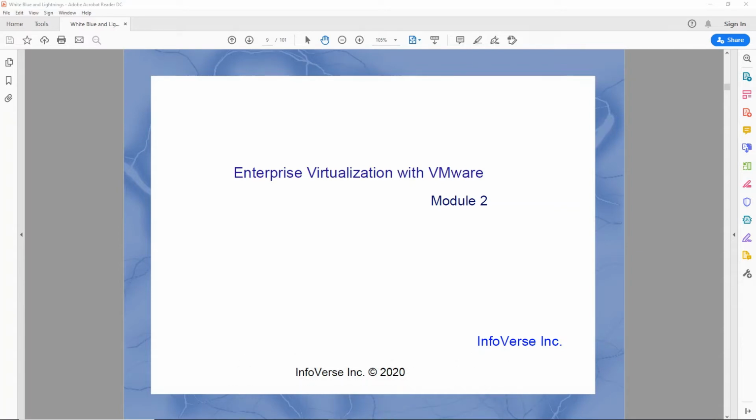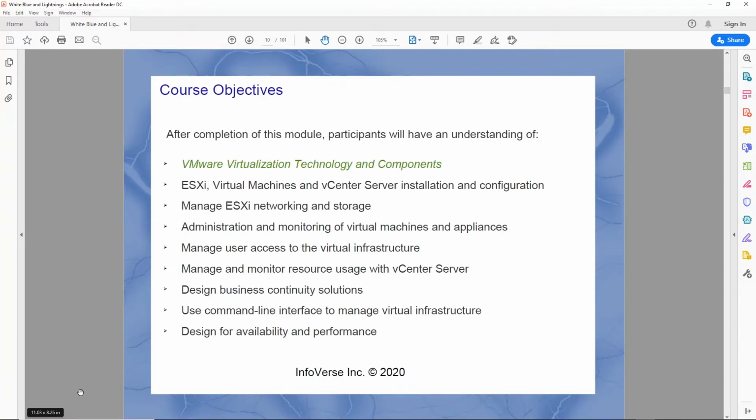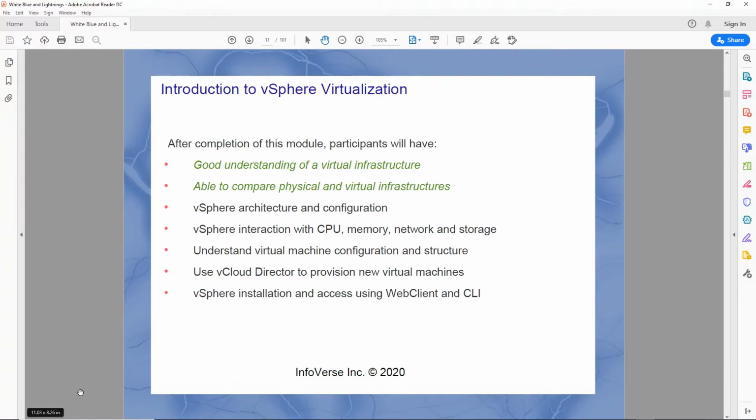Today we will be looking at Module 2 of Enterprise Virtualization with VMware. After completion of this module, we should have a good understanding of VMware virtualization technology and components. And as we complete this module, we should have a good understanding of virtual infrastructure and be in a position to compare physical and virtual infrastructures. So let's get started.